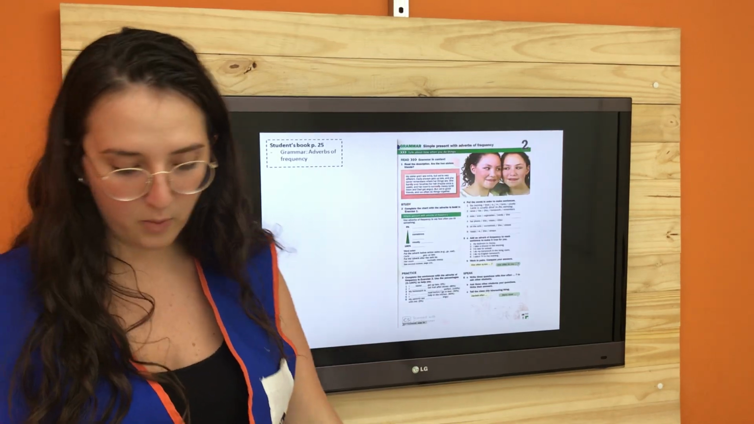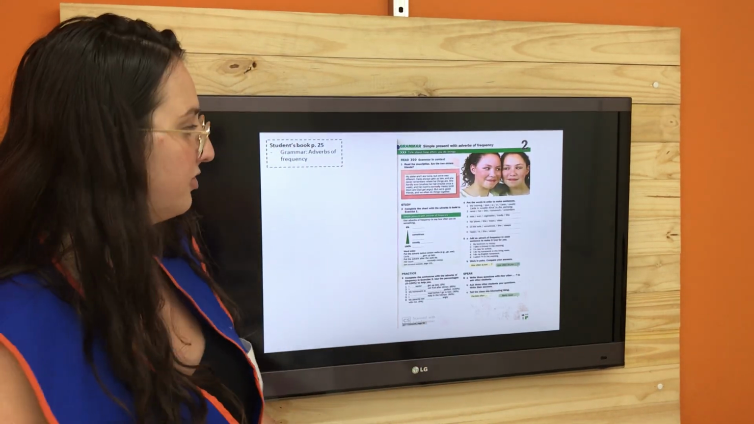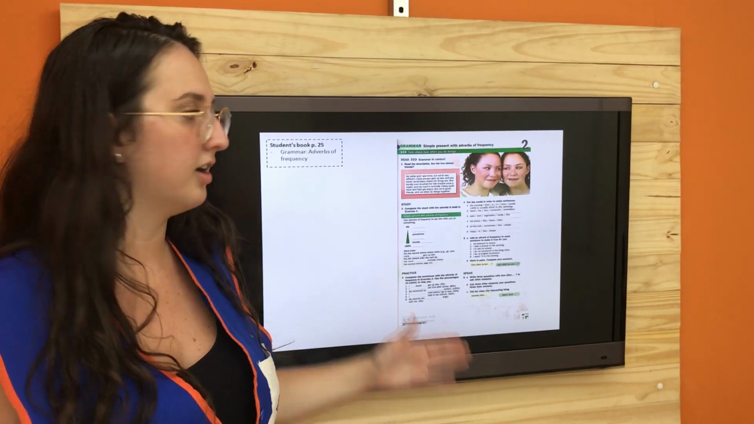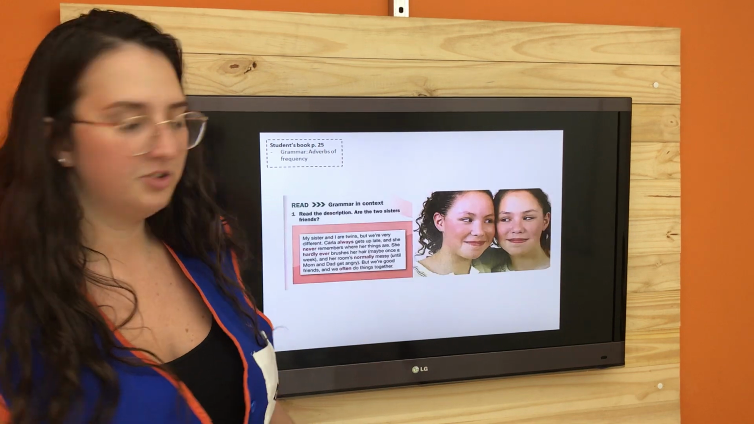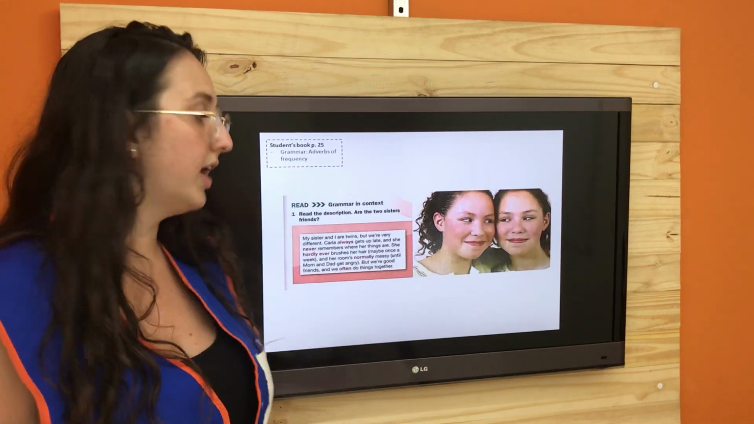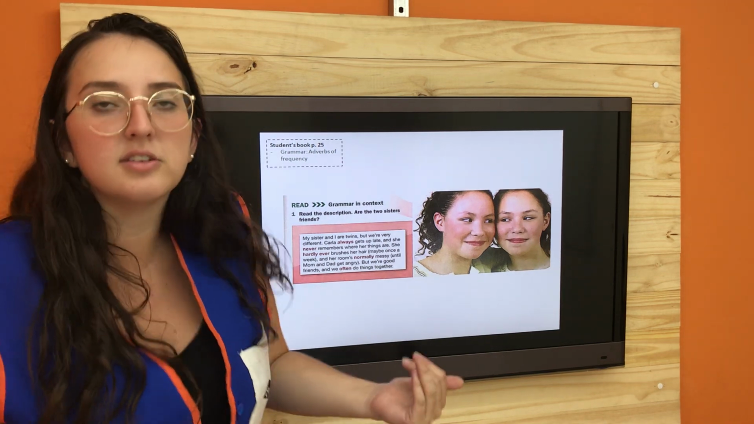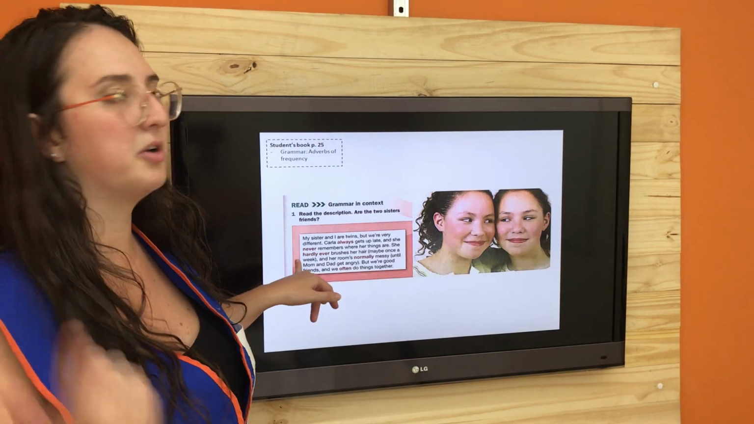Alright, so now I want you to check the other page, we're gonna see a text and another grammar thing, right? From the beginning, just take a look at these two sisters. We have to read this paragraph and discover if they are friends. They are sisters, but are they friends? Right, so I'm gonna read with you.